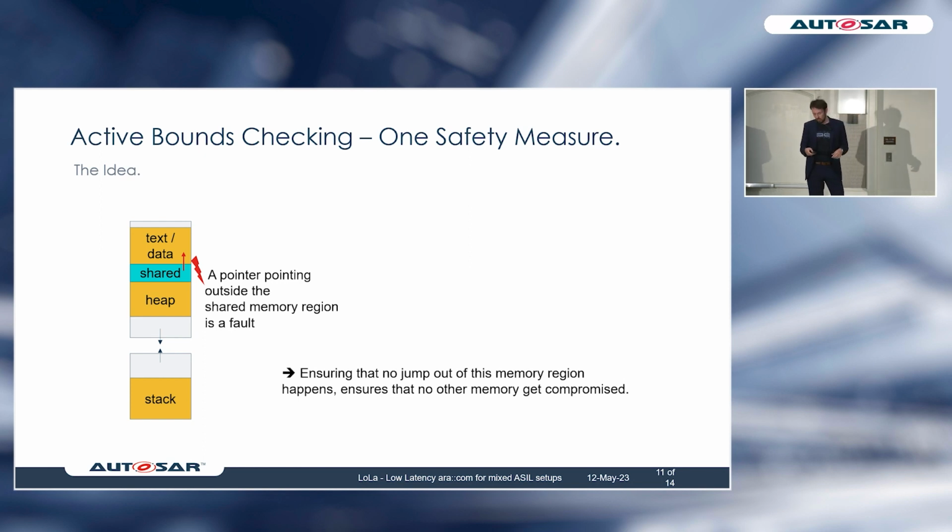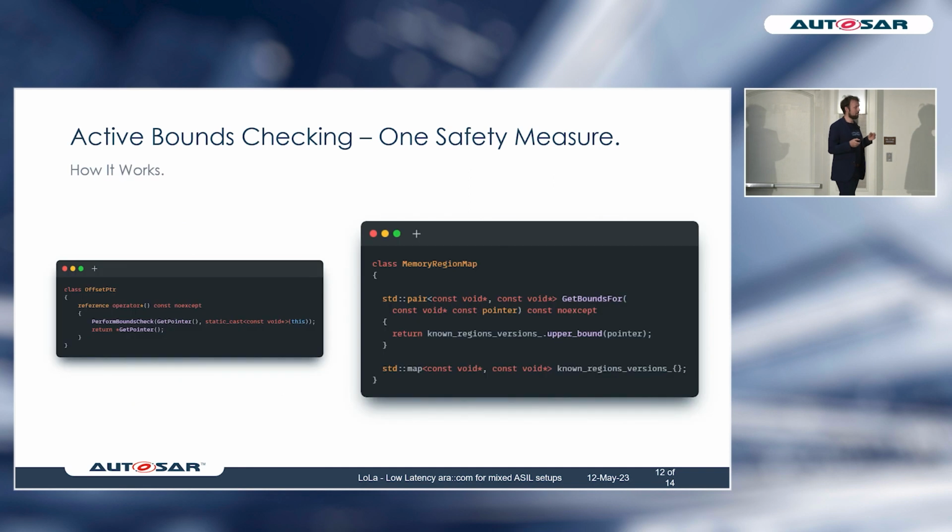And in order to avoid this, we're using something which we call active bounds checking. I'm not sure if you know, for example, address sanitizers, but they work quite similarly, except they instrument the whole part of your code. But we don't need to instrument all parts of our code. We don't need to check everything. We just need to check on each dereferencing of an offset pointer if the pointer is still valid. And that's basically the idea, super simply explained.